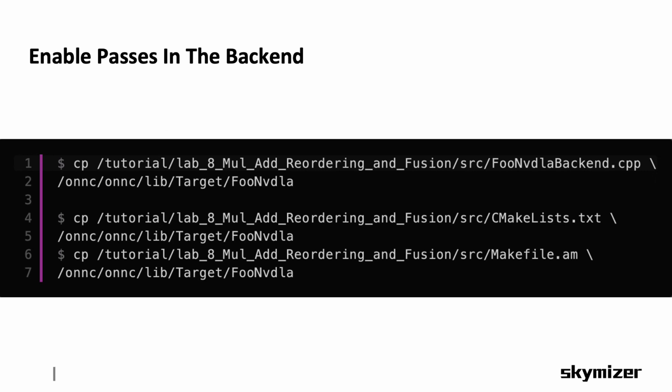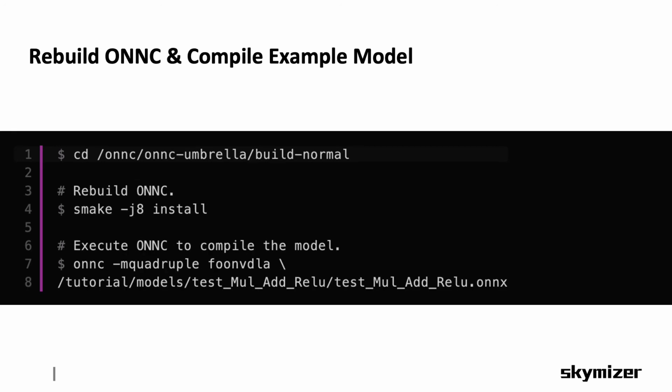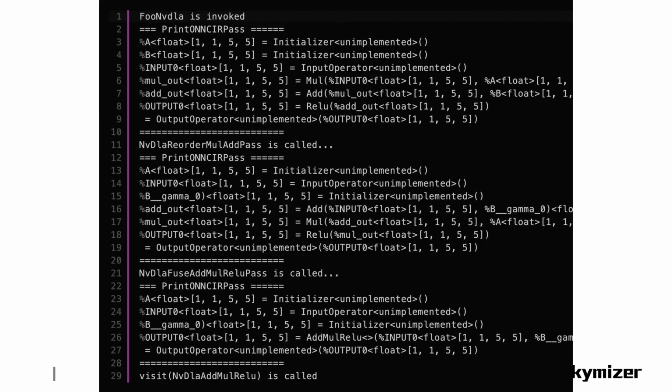After we add the reordering and the fusion passes to the backend, we need to modify the makefiles to compile the changes to the backend. Now, we are at the last step of this lab. We can rebuild ONNC and compile the example model. If you compile successfully and run the inference, you will see the result of this lab like this slide.